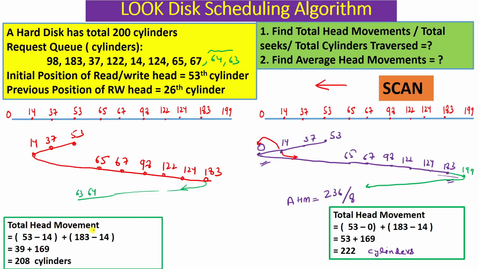So these are the total number of head movements in the LOOK algorithm. So 53 minus 14 and then 183 minus 14. So it will be a total of 208 cylinders. And in SCAN we saw there were 53 minus 0 and then 183 minus 0. So it was like a typing mistake. So 53, then this will be 183. So it will be basically 236 cylinders.